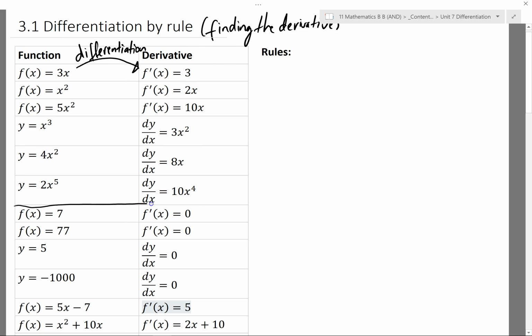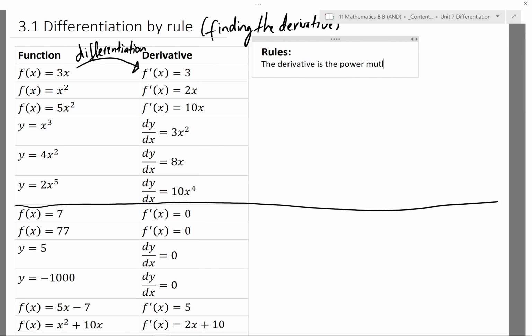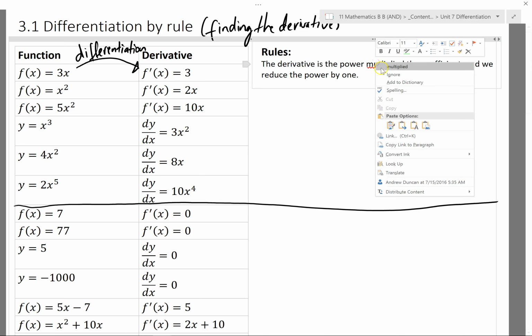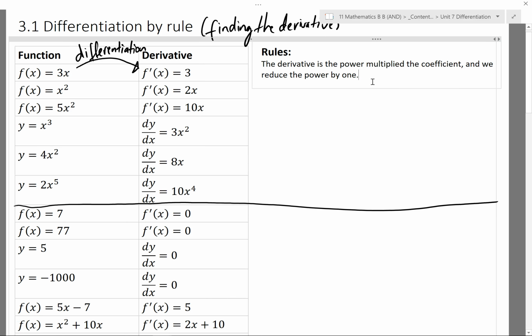I think we can divide all of these and classify them as the same rule. The rule that all of these follow is that the derivative is the power multiplied by the coefficient, and we reduce the power by 1. Let's have a look how this works.